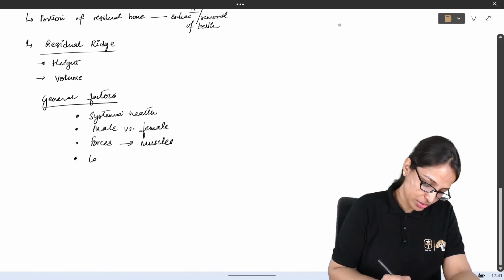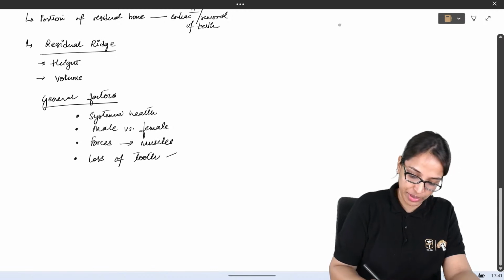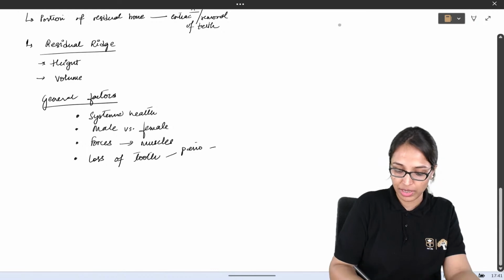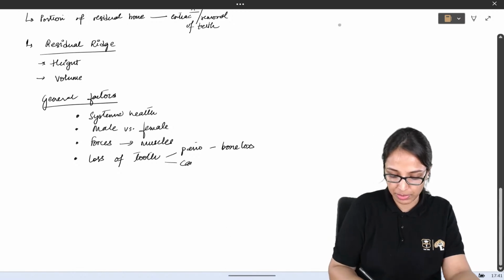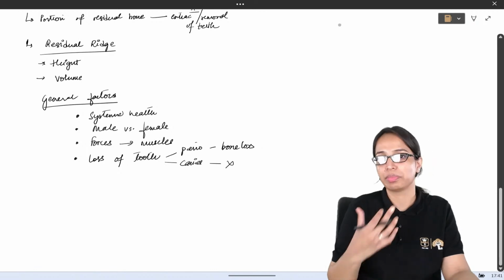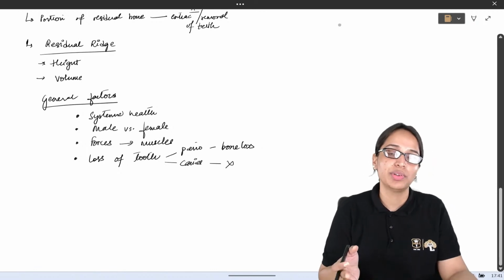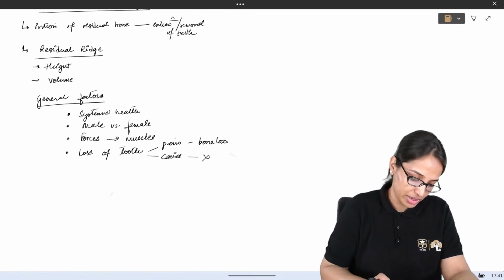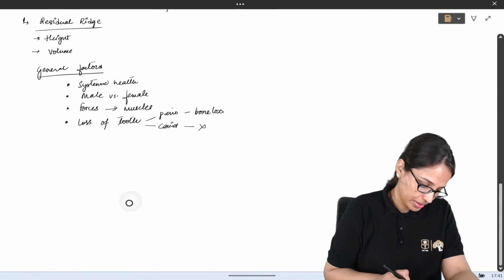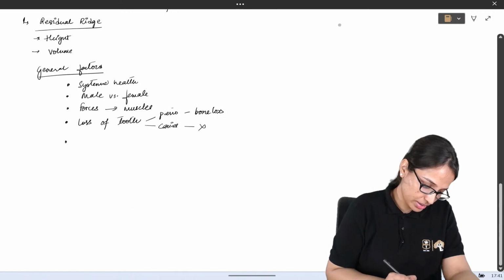Right? Then loss of tooth. If the loss of tooth was because of periodontal reasons, then you will have bone loss, and so the volume and the height of the ridge will be less. But if it is because of caries, then there is actually not much bone loss that we will see. So you'll get a good amount of socket fill and a good height of your residual alveolar ridge. Right?